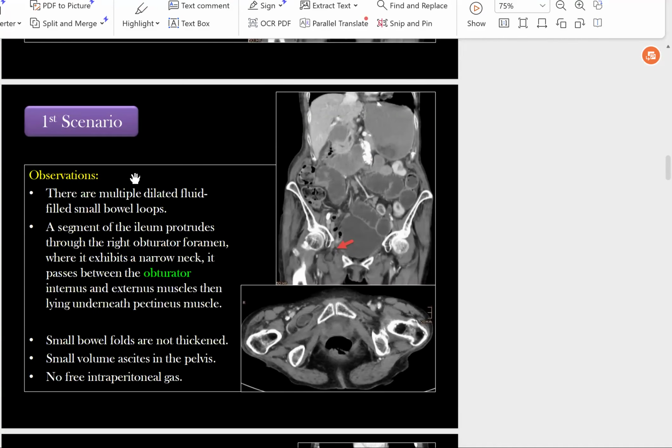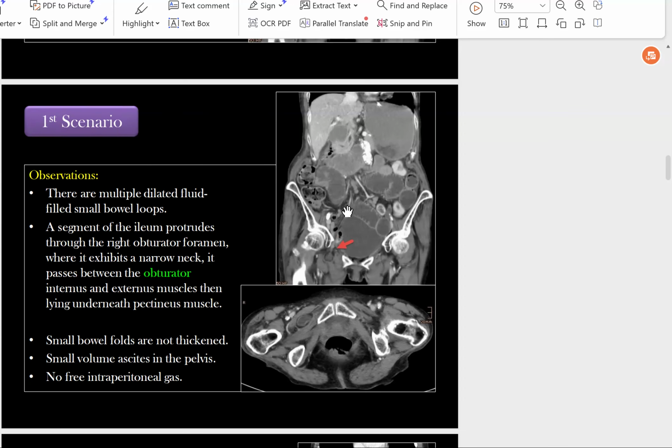We have multiple scenarios, my friends, in practice and in the exam. One of the commonest scenarios, by the way, the commonest scenario in practice would be adhesions. It's not common in the exam. But in the exam, one of the commonest scenarios, hernias. Either external hernias is more likely, or less likely internal hernias. So if you see small bowel dilatation, check the hernial orifices. Okay. One of the favorable cases is obturator hernia.